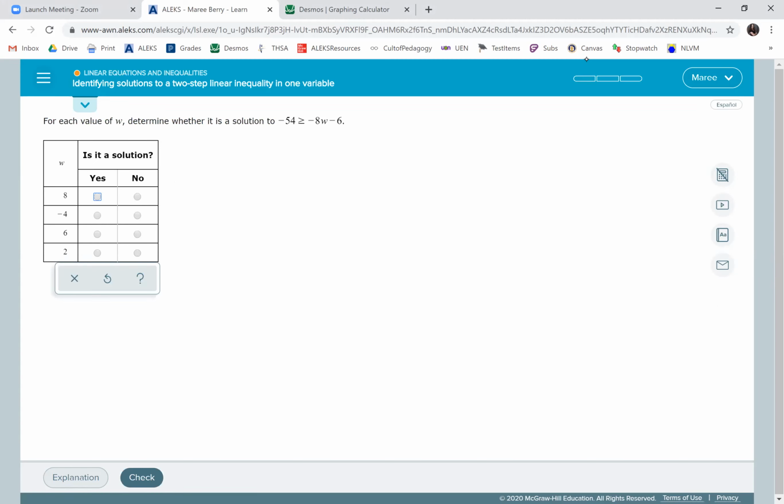So we're going to plug in 8 for w. Let's see what we get when we plug in 8. -8 times 8 is -64. Minus 6 is a bigger negative number, -70. And we want to know, is -54 greater than or equal to -70? And it is. So that will work.